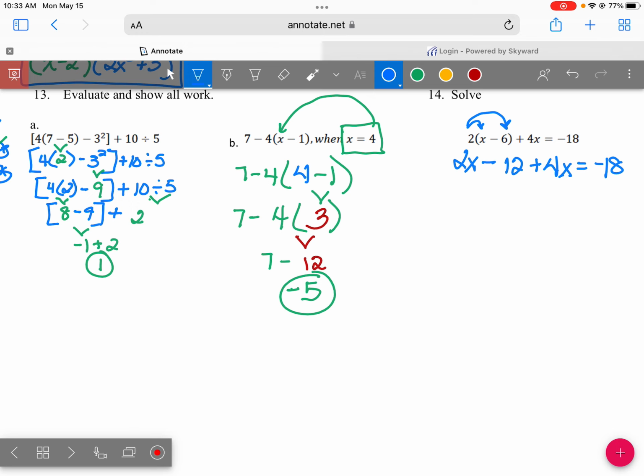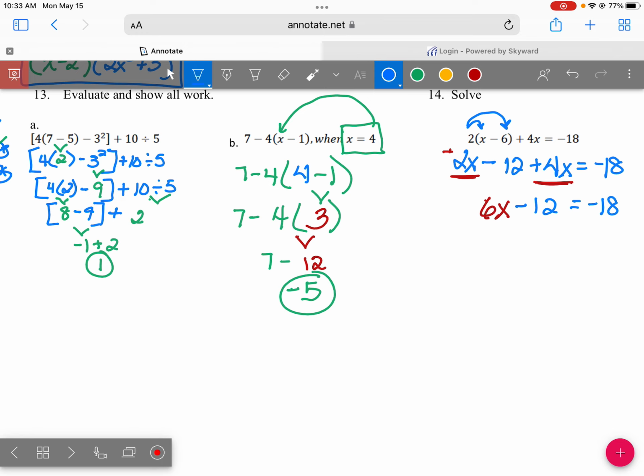Now, here's where I see a lot of mistakes. What should you do next? Your x's first. Yeah. Combine your like terms. I will see people start to subtract 4x and subtract 4x here, and that's not even on the other side. So combine your like terms. Yes, I have 2x here plus 4x, and you got to look at the signs in front. So that's a positive. Plus 4x is 6x. Minus 12 equals negative 18.